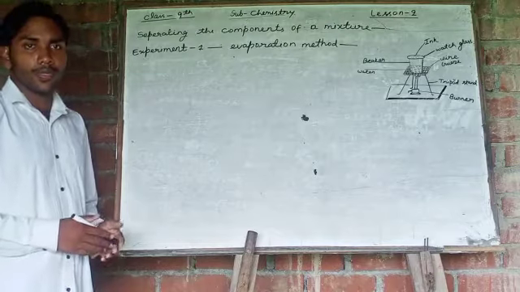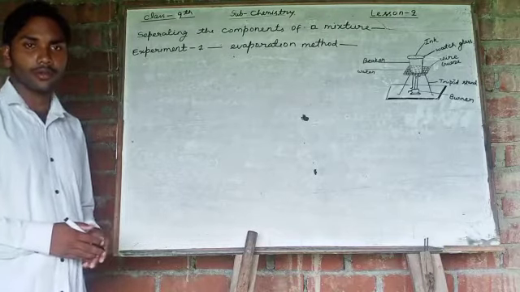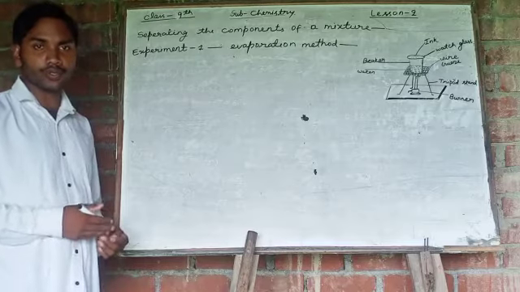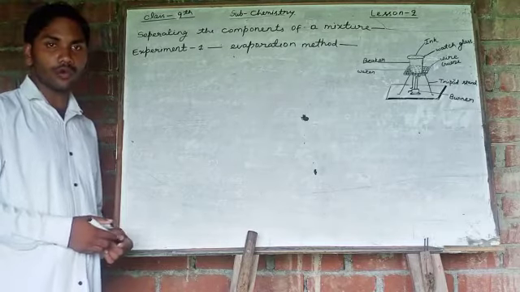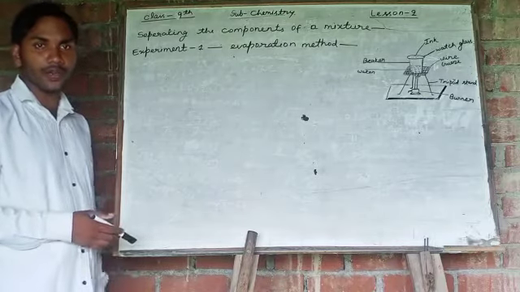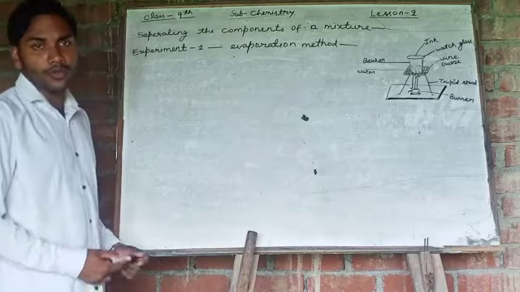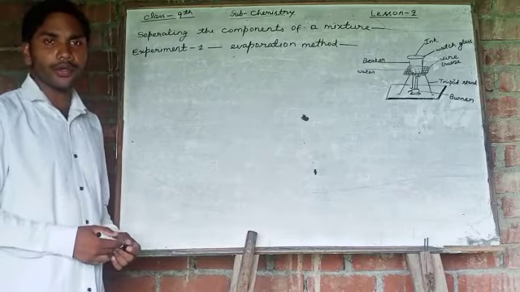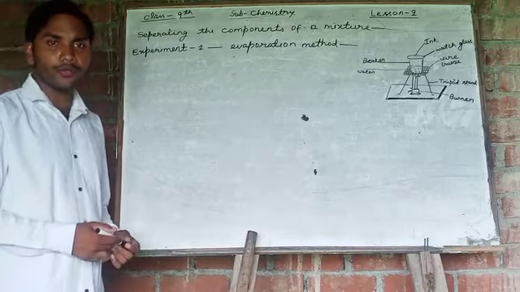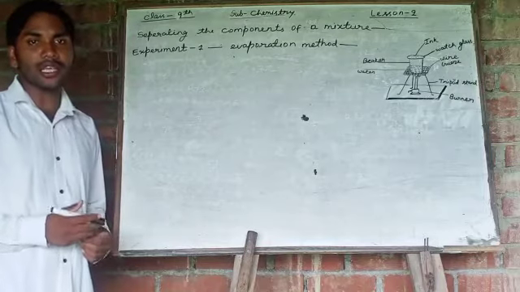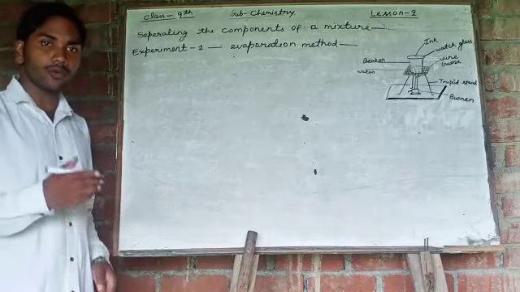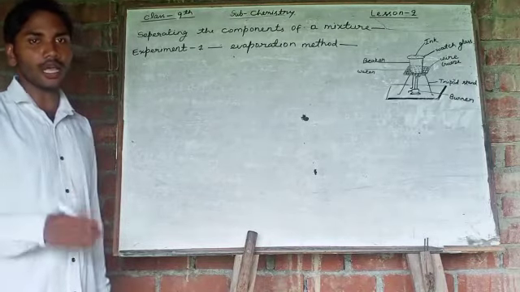But in some cases, special techniques are used to separate the components. Out of those special techniques, one we are going to discuss today is the evaporation method. By using the evaporation method, we can separate those mixtures where one component is non-volatile, meaning it does not evaporate when we heat, and one component is volatile, meaning it evaporates when we heat the material.